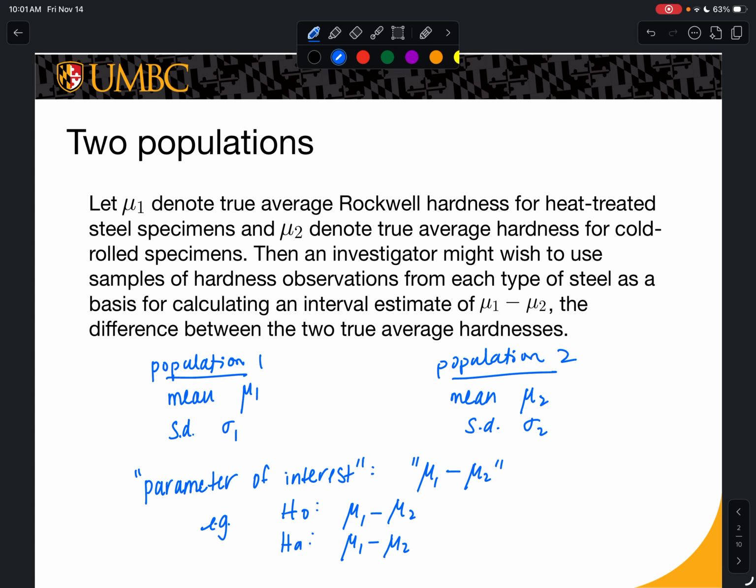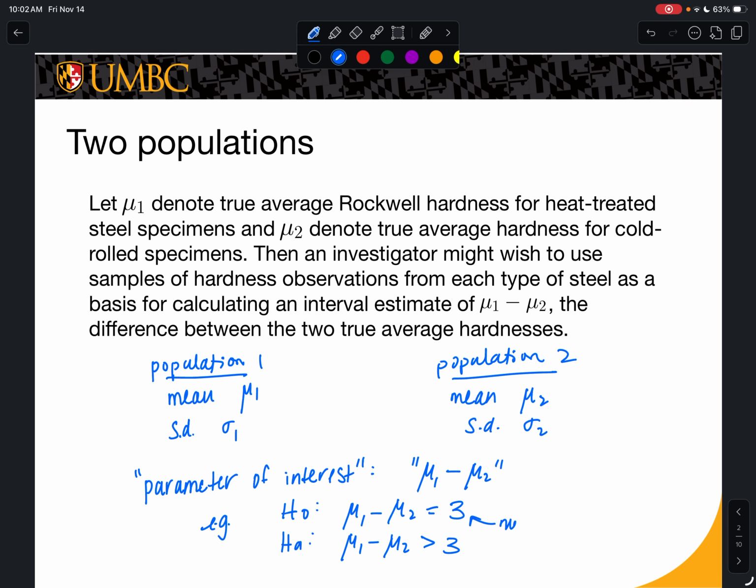And maybe we have them equal to 3 or greater than 3. I'm just using 3 as an example. This is what you will recall we were calling the null value before. It's the same idea. It's what the parameter of interest is equal to in the null hypothesis. Most of the time for these problems where we have two populations, our null value is actually going to be 0.